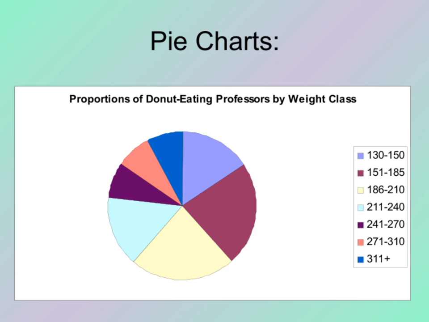Connecting this to our overall theme, understanding these proportions allows us to focus our efforts on the areas that will make the biggest impact. It's a powerful way to turn numbers into actionable insights.